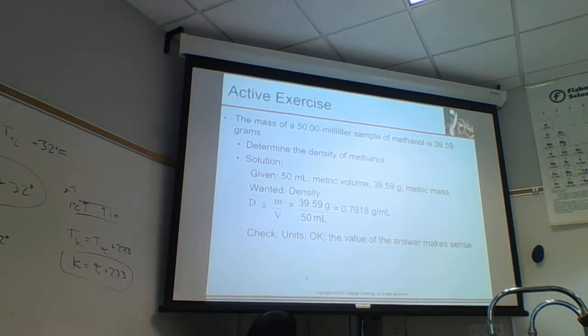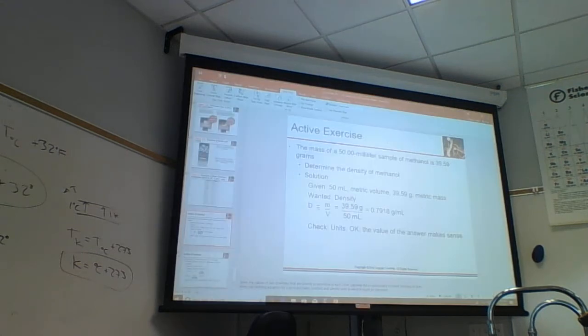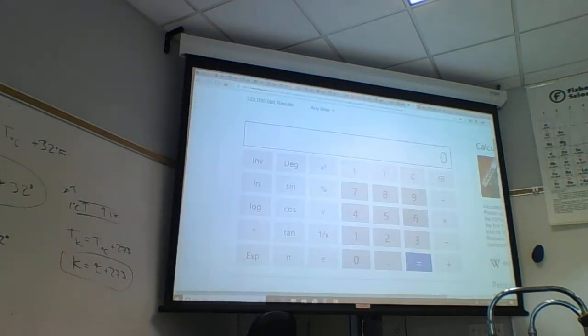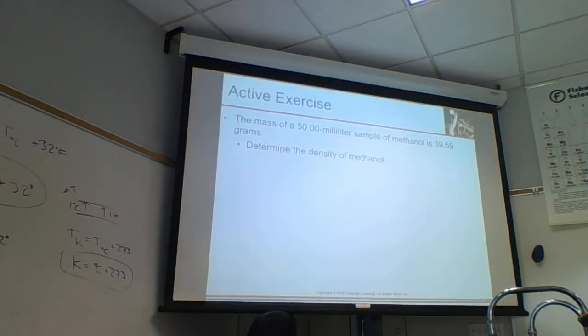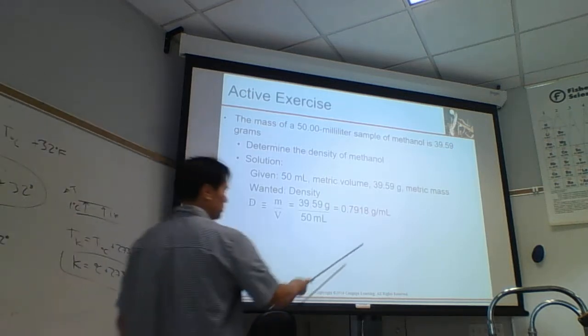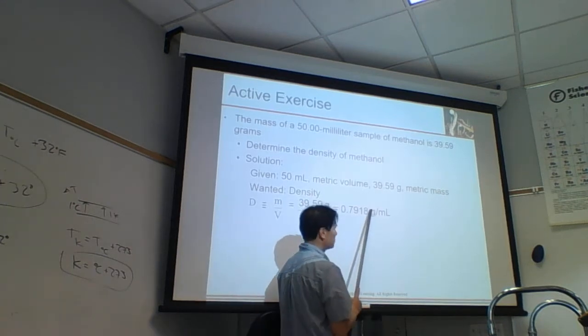39.59 divided by 50. So I'm going to just do that really quick. 39.59 divided by 50 is 0.7918. So what digit do they drop? They drop 0. Even though they drop 0, there's a 0 here. Even though they drop 0, I want to see it.